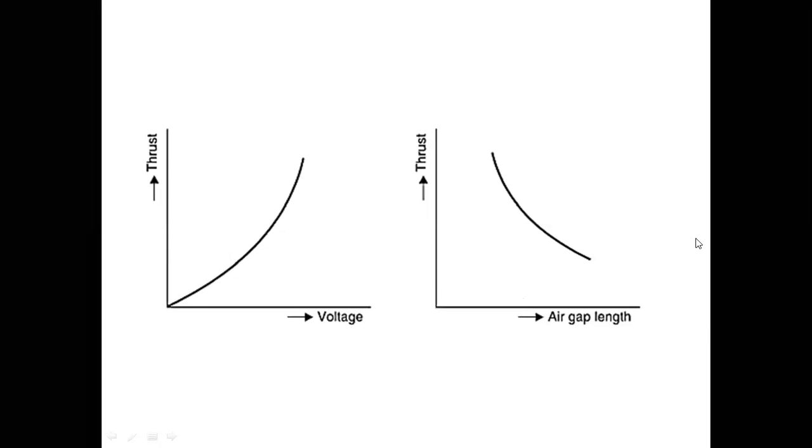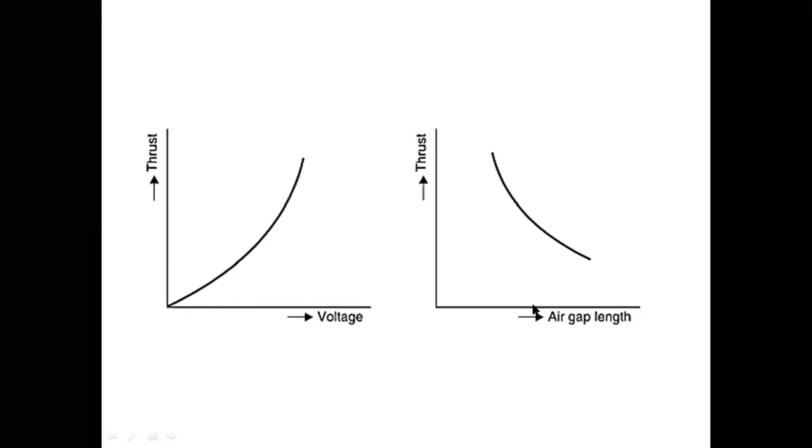The next one, how about the voltage and air gap length with respect to thrust force? Here, whenever the voltage value increases, there is an increase of the thrust force. Why? Because torque or thrust force, whatever it may be, is directly proportional to the square of the supply voltage Vs. So it should be increasing drastically. So that is the change.